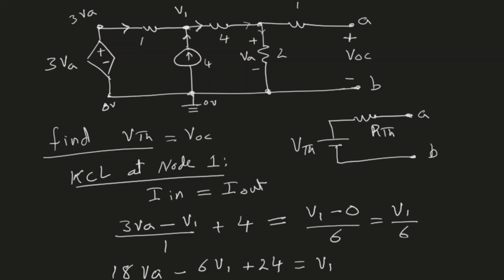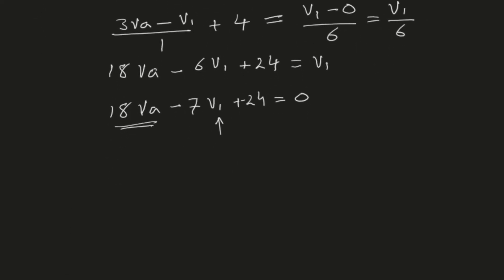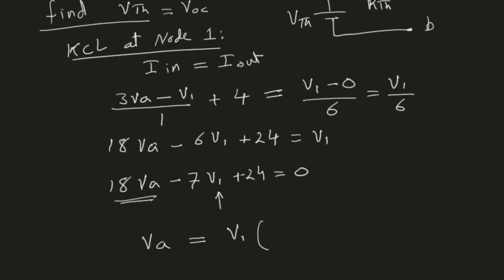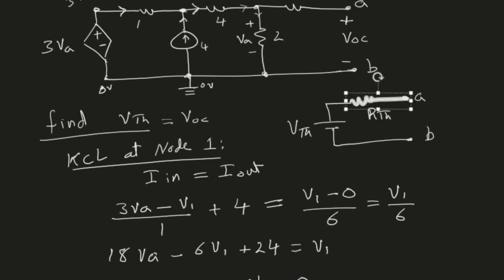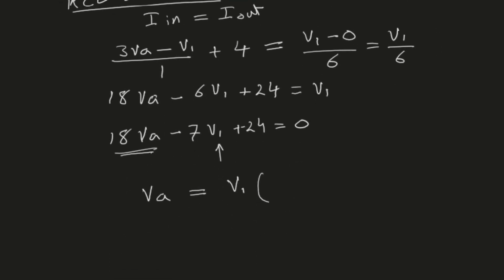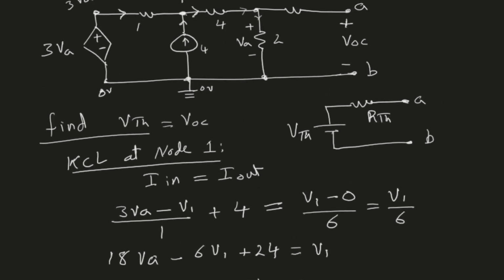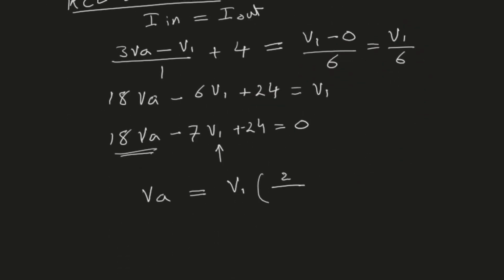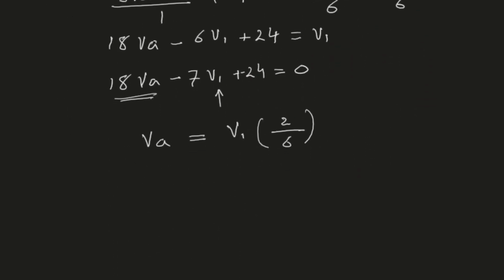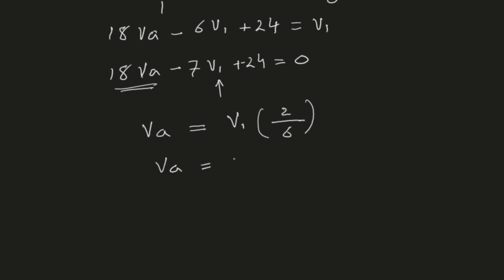However, we do not know what VA is, so we will apply VDR and just write what will be the voltage across the 2 ohm resistor. So here, if I apply VDR, I will say that the voltage across the 2 ohm resistor, which is VA, should be equal to the voltage V1 times the resistance across which I want to find the voltage, so that's 2 ohm in this case, so 2 divided by the total resistance, which is the series sum of the two, so it's 4 plus 2, so that's 6. So 2 by 6. So therefore, we can say that VA is 1 by 3 V1, or V1 divided by 3.